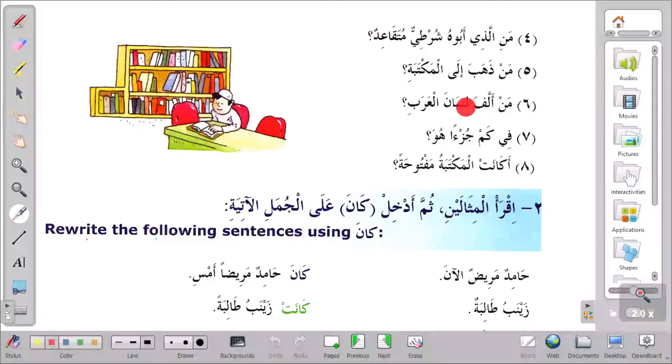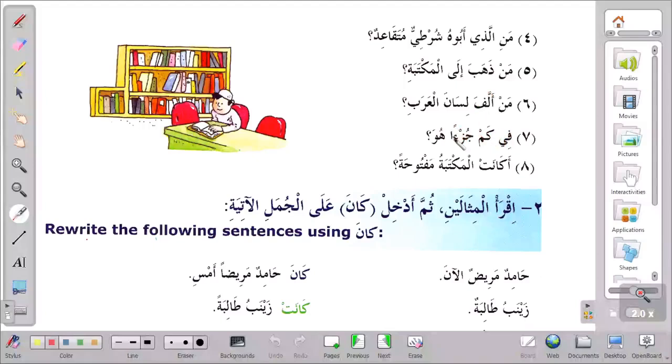Man allafa lisan al-Arabi. Who is the one who authored the book Lisan al-Arab? Who's the one who did that? So we can see that allafahu, allafa means to compose something, allafa yu'allifu. I hope that is clear. So we can answer by saying allafahu Ibn Manzur. It is authored, or composed, by Ibn Manzur.